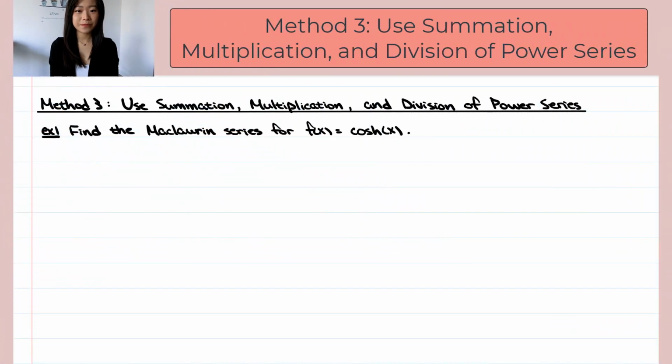And here's the last method, method 3. We are going to find the Taylor series of functions by using summation, multiplication, and divisions of power series. So if you can memorize the important Maclaurin series shown in the previous lecture, then this method will be relatively easy. Let's look at the first example.